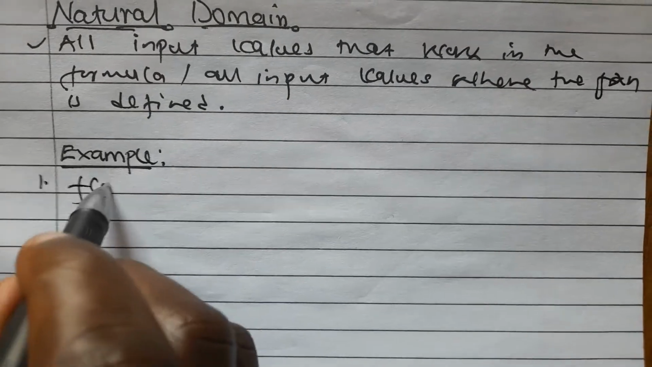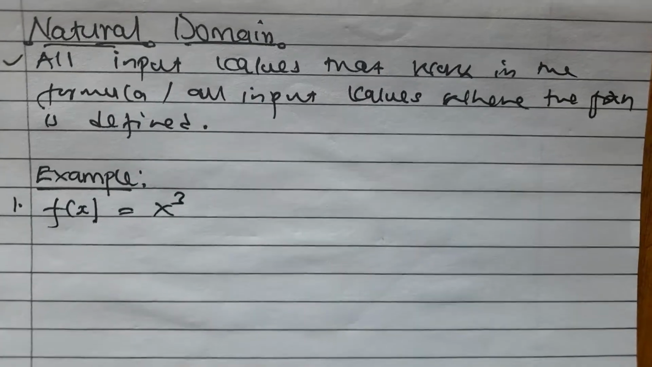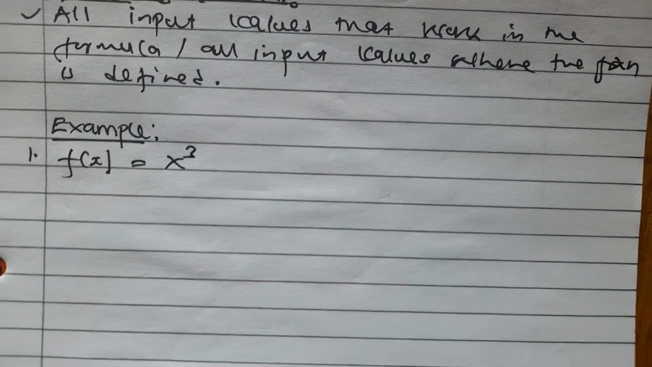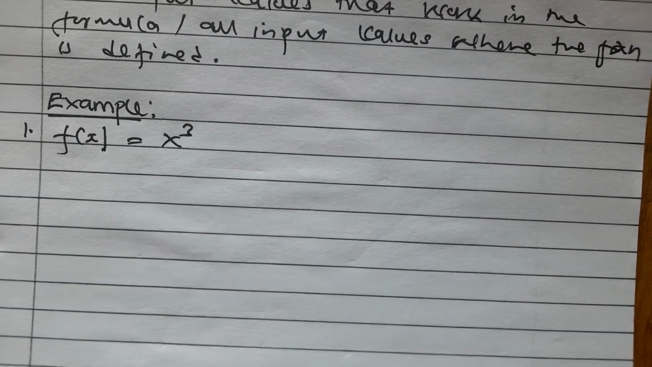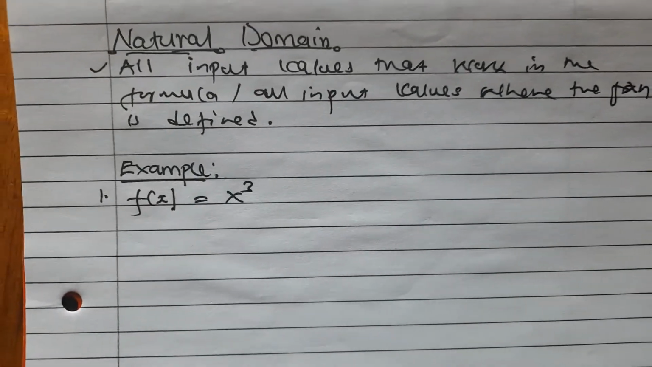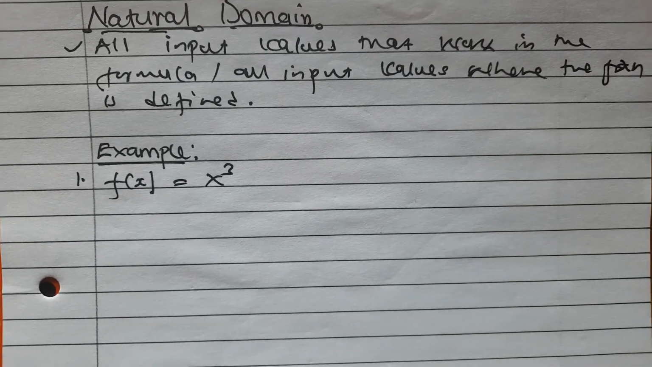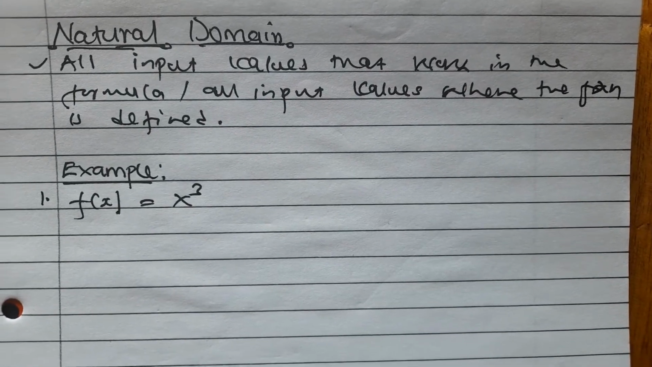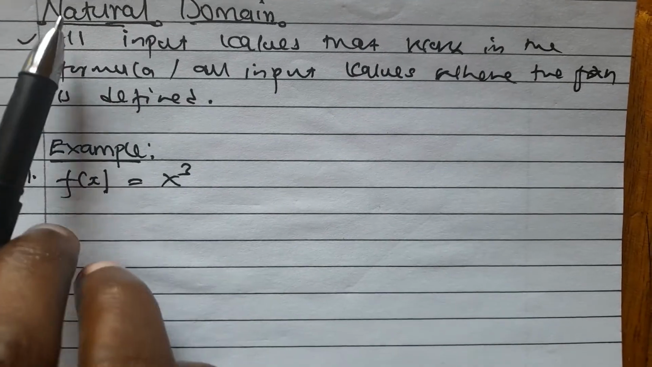Suppose I have a function f of x is equal to x cubed. What is the natural domain of this function? Basically, it is as if I'm asking what is the value of x that will not give us an output, such that we exclude that value from the set of all numbers.